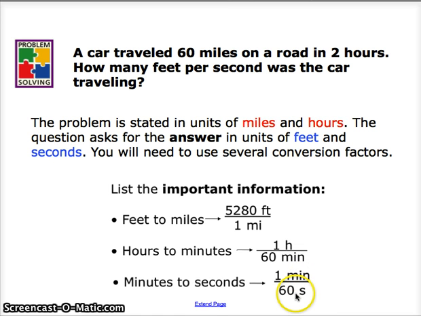So how many seconds are in 1 hour? You're right, there are 3,600. Don't forget that you're multiplying 60 times 60 to get there.